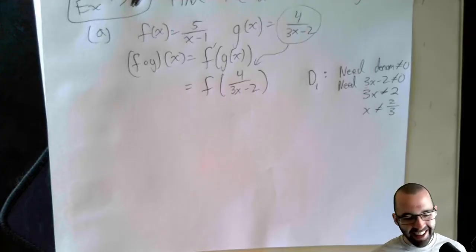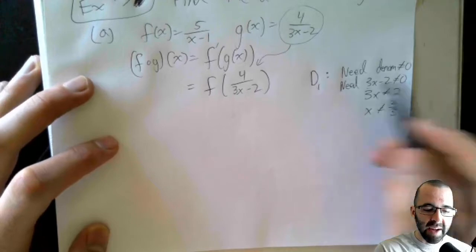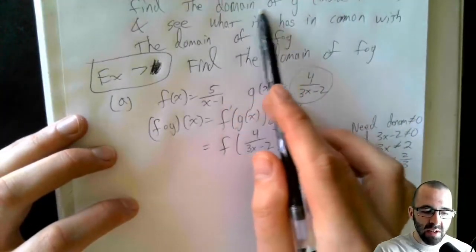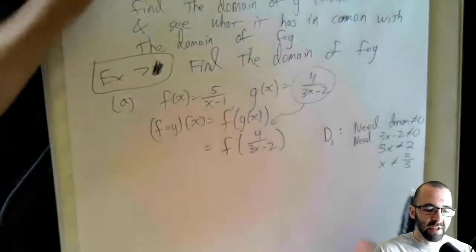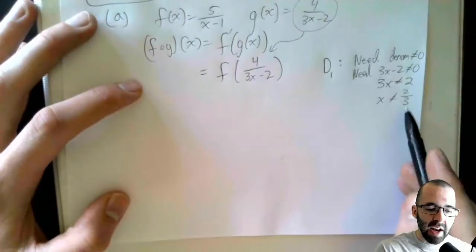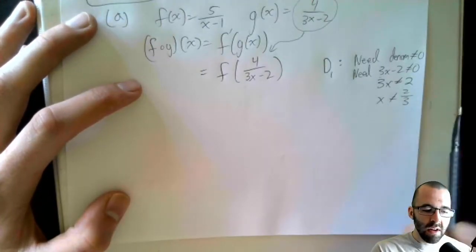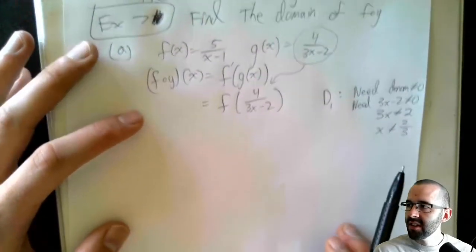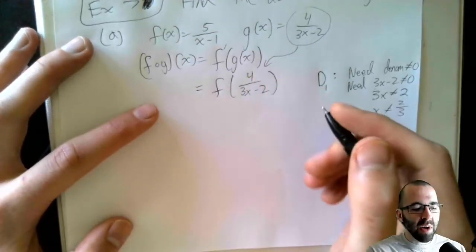All right? Okay, so that's our first domain. That's our first restriction. Because remember, we have to find whatever's going on with the inside function and whatever's going on in the final function. So we've got half of it. Well, to find the domain of the final function, we have to find the final function. Okay? So we got to keep on going.